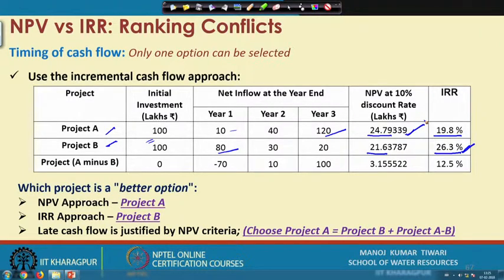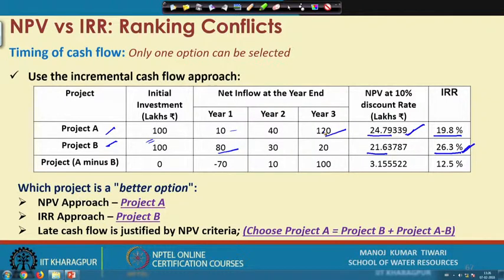What is leading to this conflict is the timing of cash flow. If we closely look at the timing of cash flow, in year 1, project A is returning just 10 and project B is returning 80. In year 2, project A is returning 40 and project B is returning 30. In year 3, one is returning 120 while the other is returning just 20.